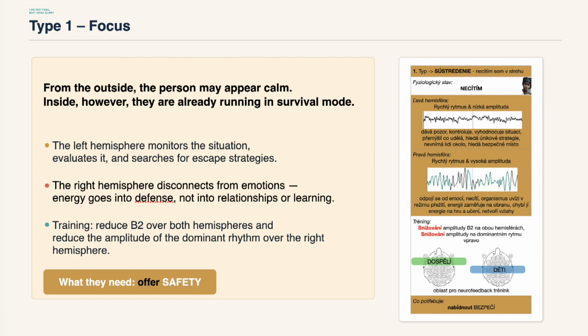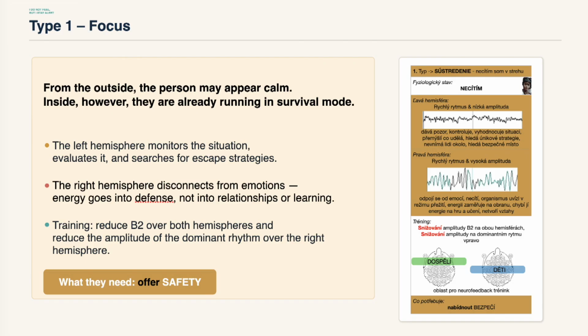Over the right hemisphere, we usually observe a fast rhythm with high amplitude. In this mode, the right hemisphere disconnects from emotions. The person stops feeling. The organism shifts into survival mode, energy is directed towards defense, and there is little capacity left for play, learning, or forming relationships.